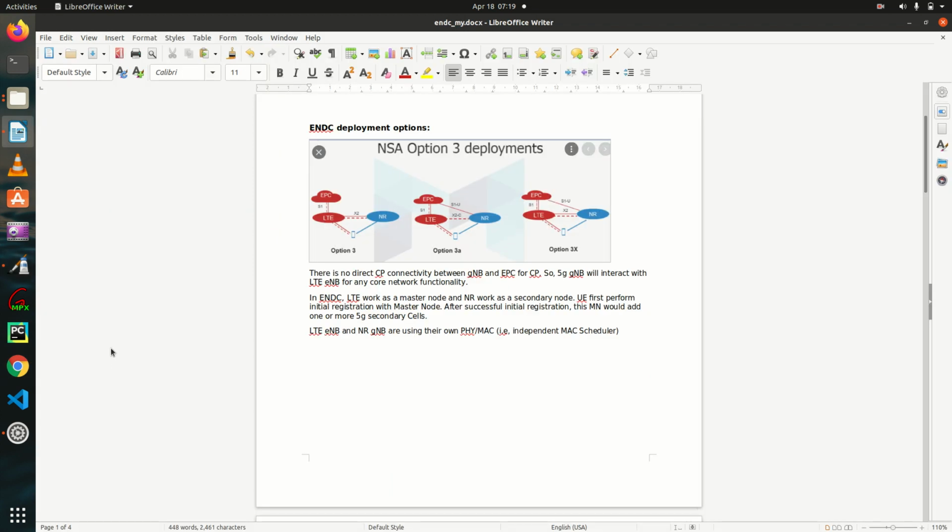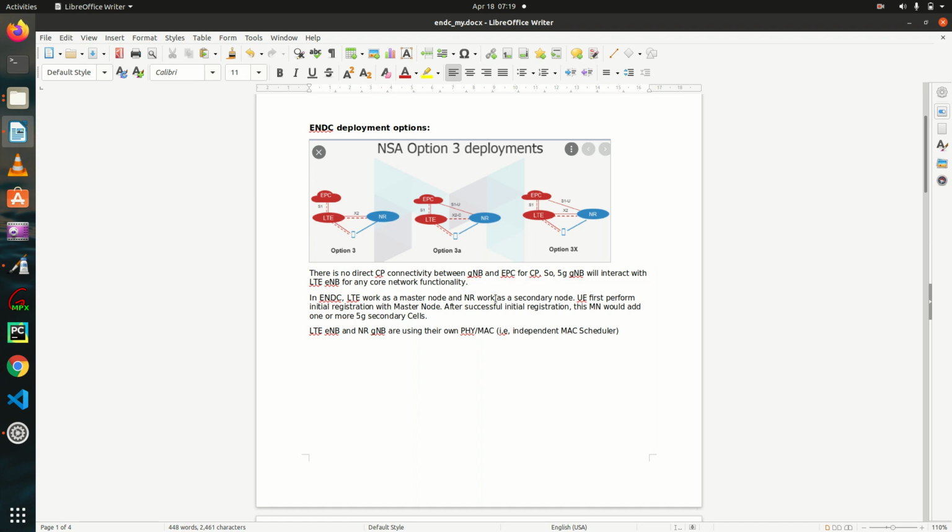Let's review all the important points from the document. In ENDC, there is no direct control plane connectivity between gNode B and EPC. You can also see here, between NR and EPC, no control plane connectivity is there. So 5G will interact with the LTE node B for any correlated functionality. Via X2, it will first inform the LTE base station, and that LTE eNode B will further proceed to complete that task.